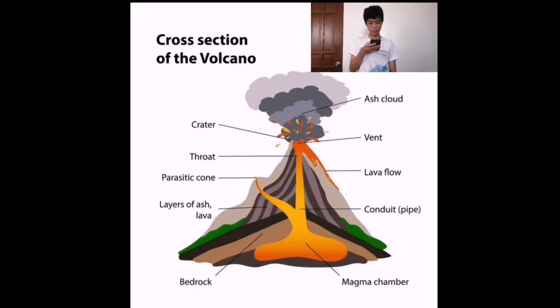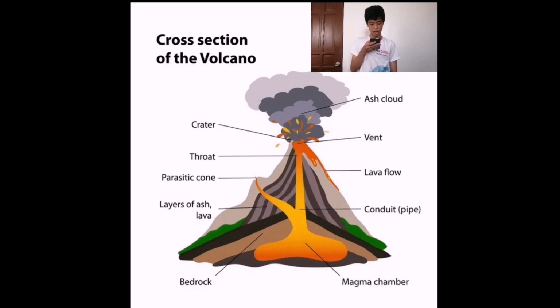The second part of the volcano is the conduit. This is the passage through which magma travels from the magma chamber to the surface. Conduits can be straight or curved, and they can also have branches that connect to multiple vents on the surface.